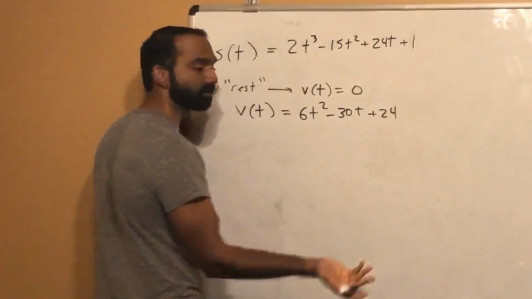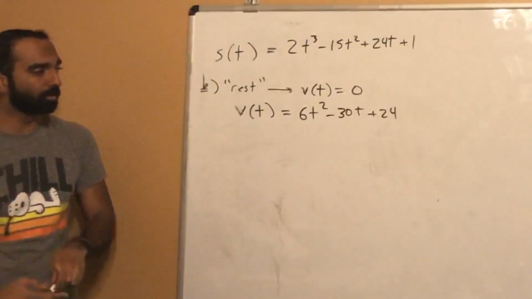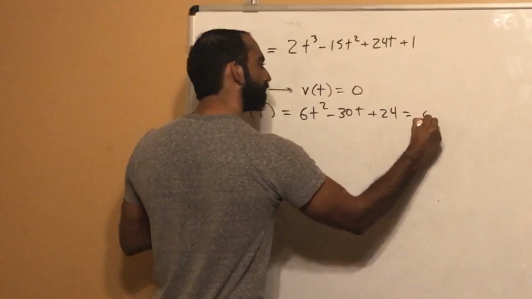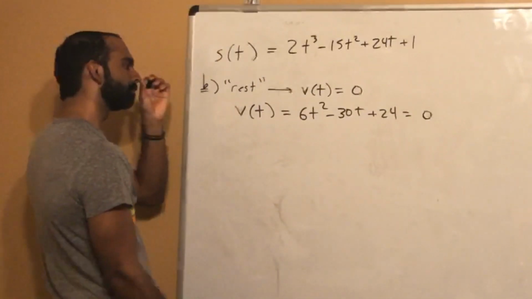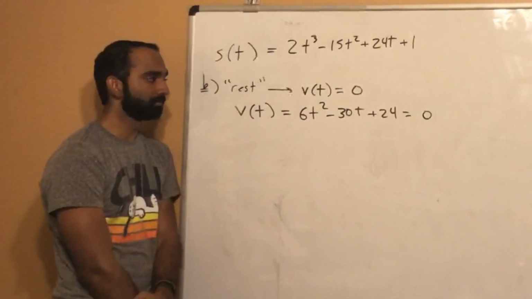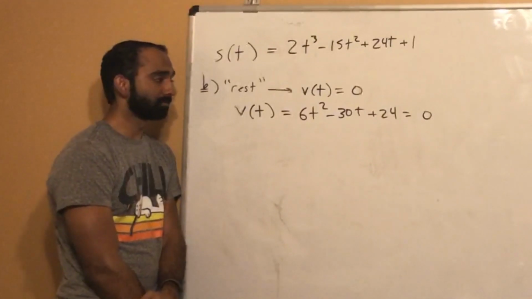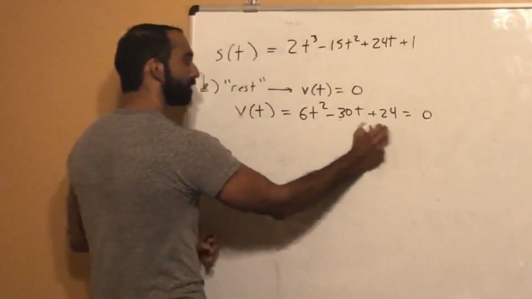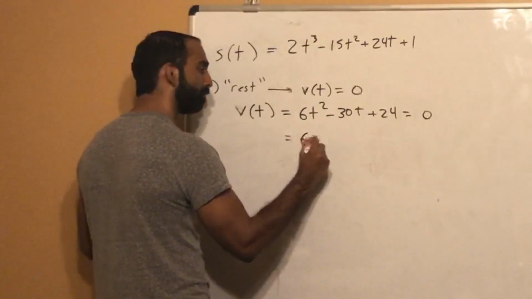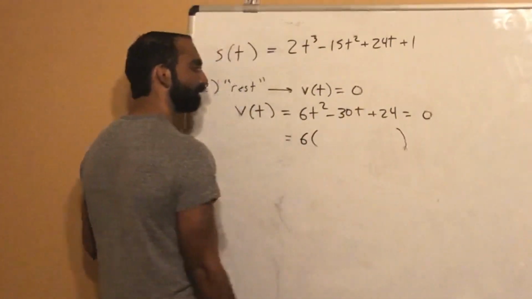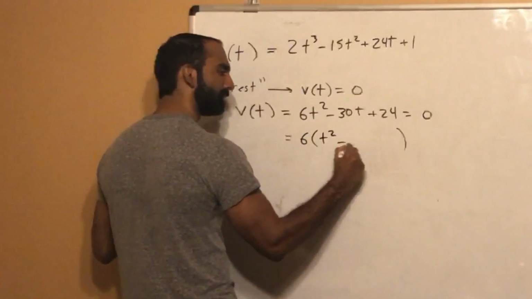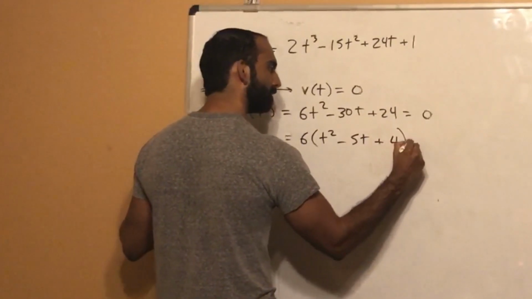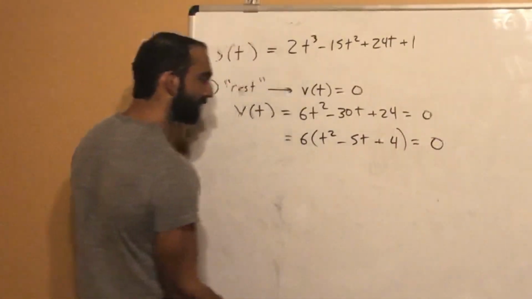You have several ways of solving for t from here. You can use the quadratic formula, or you can factor. But what would be the easiest way to solve for t? Let's first factor out the common factor of 6 from each term. Anytime you have numbers that share some factors, that should automatically be a trigger to pull out that common factor. So t squared minus 5t plus 4 equals 0.